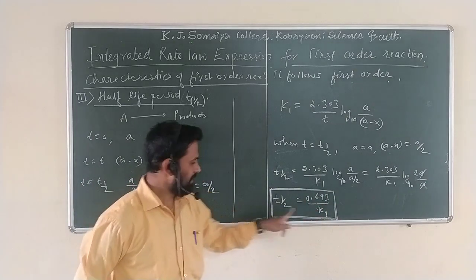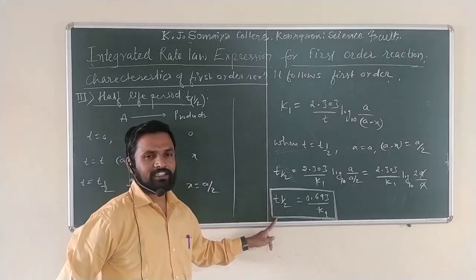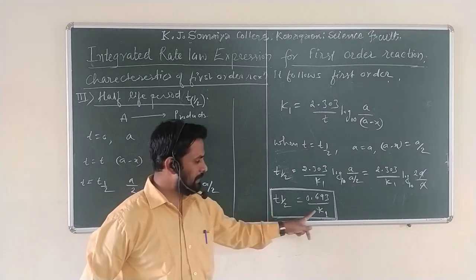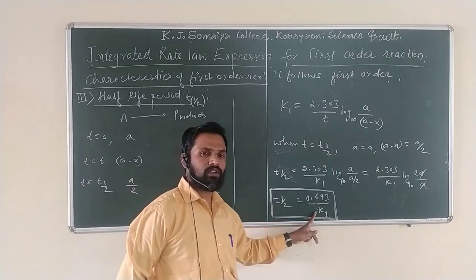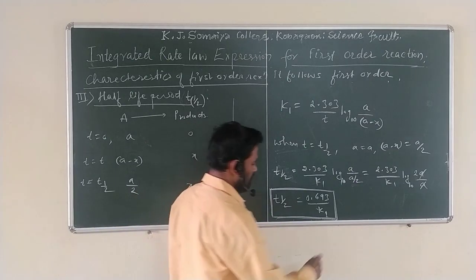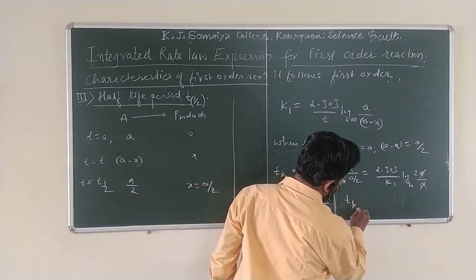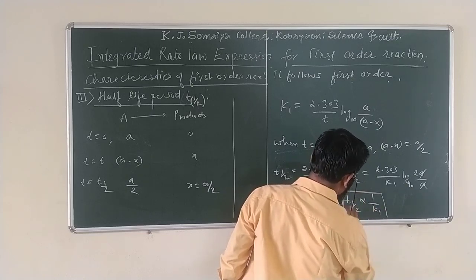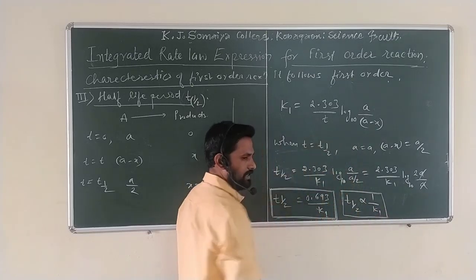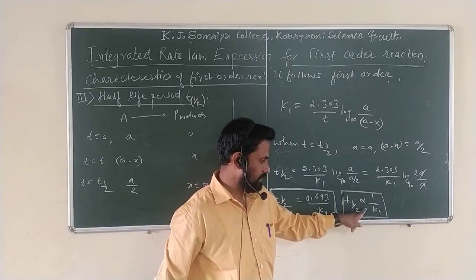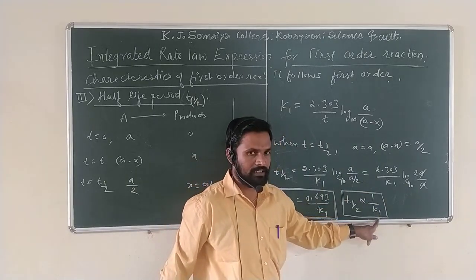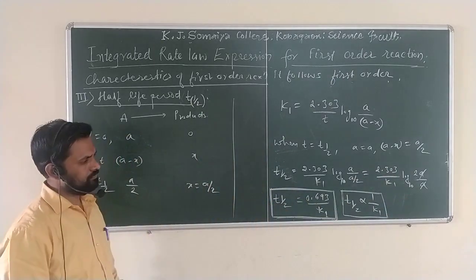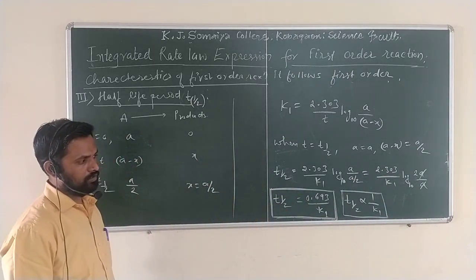What we have to write here? The half-life period of the first order reaction. Keep it to remember: the half-life period of the first order reaction is inversely proportional to the rate constant of first order, that is 1 upon K1. Or, since this is a constant value, T half of a first order reaction is independent of initial concentration. Okay, I hope you understand.